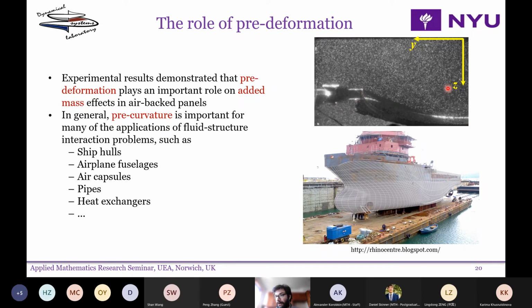And you see that because of the hydrodynamic pressure of the water, the panel is already pre-deformed. And we thought that that was an important part in determining the fluid structure interaction. In general, the pre-curvature of the structure is something that is important in many applications in fluid structure interactions, for example in ship hulls, airplane fuselages, air capsule pipes, heat exchangers, and so on.